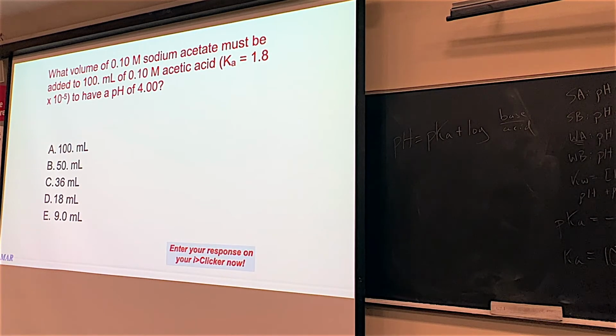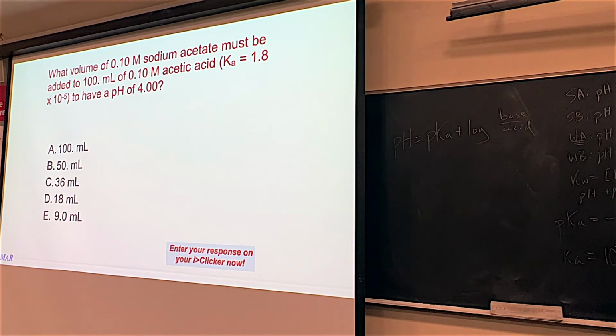Now, in this problem, we're trying to figure out the amount of sodium acetate needed to be added to so much acetic acid to make a buffer of pH 4.0. So in this problem, we have a base and we have an acid. The acid is acetic acid. We want to add the base, and the conjugate base of acetic acid is acetate ion. So this is the base, and this is the acid. And the question is, how do you get from one to the other? We want to have a pH of 4.